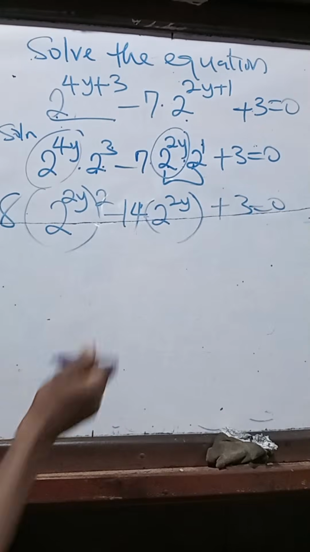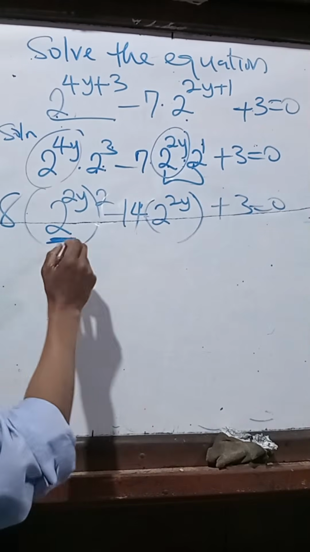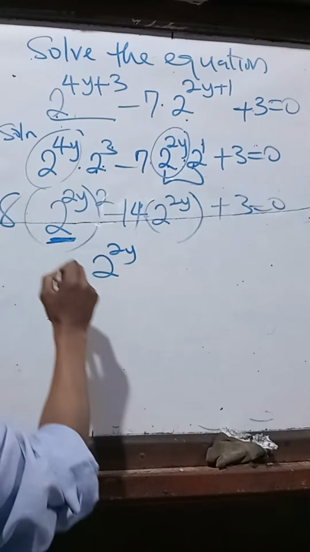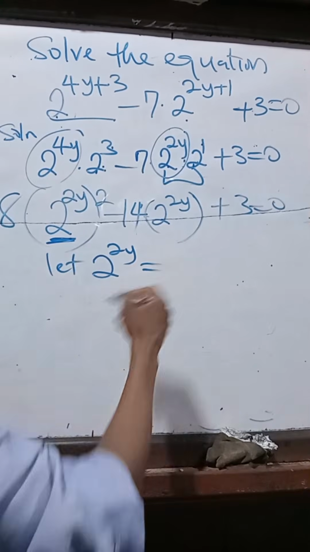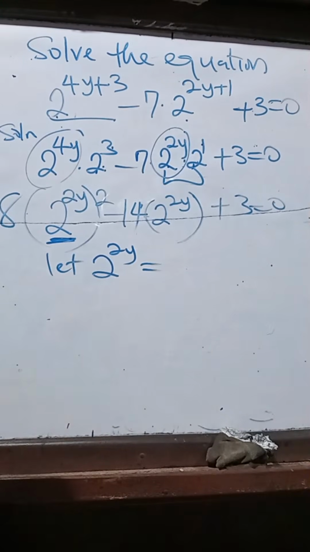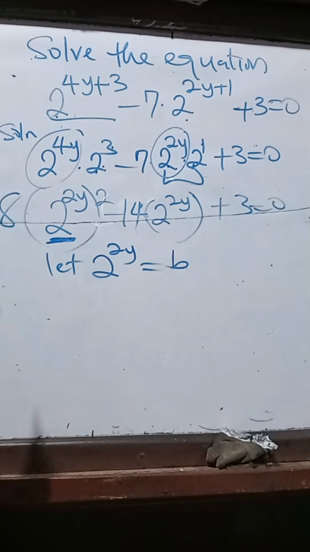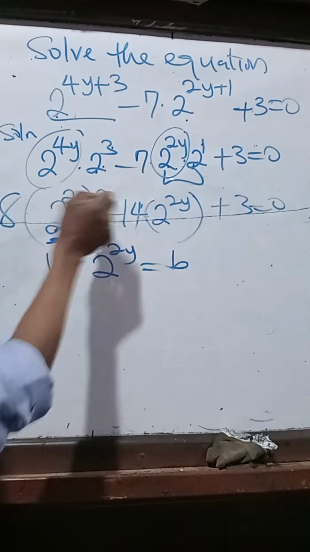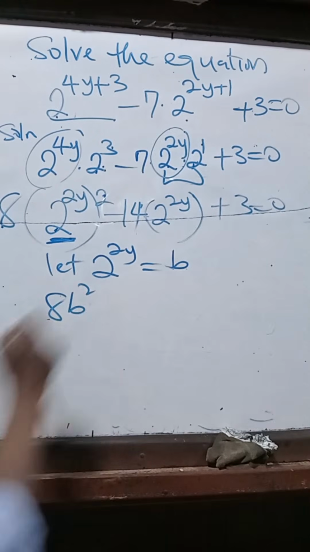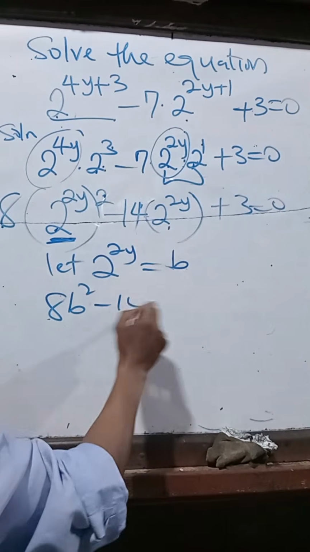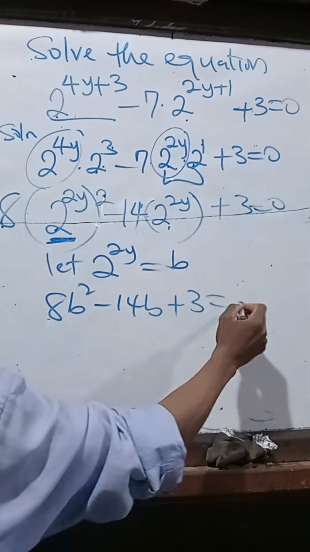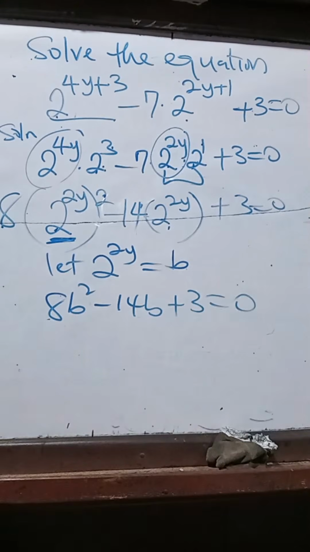So what we can do now is to let this 2 to the power 2y be equal to, let's call it any alphabet. You can call it A, you can call it B. The choice is yours. So we now have b squared times 8, that's 8b squared. This one will be minus 14b, and then plus 3 equal to 0. So that's what we have now.